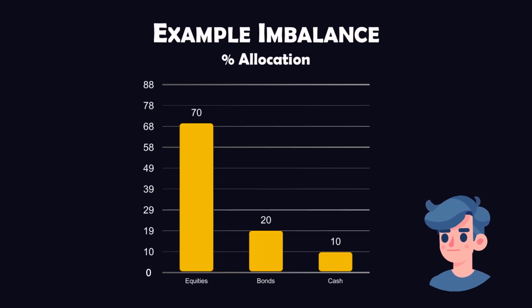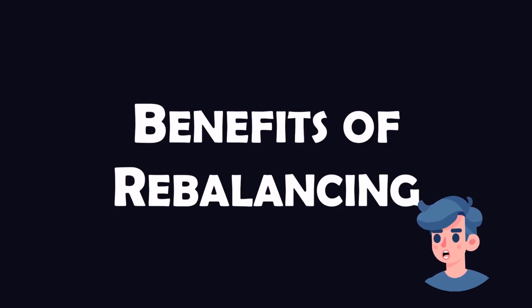For example, if equities have performed well and now make up 70% of your portfolio instead of the intended 60%, you would sell some equities and buy other assets to return to your original allocation. The act of periodically rebalancing ensures your portfolio stays aligned with your risk tolerance and investment goals.